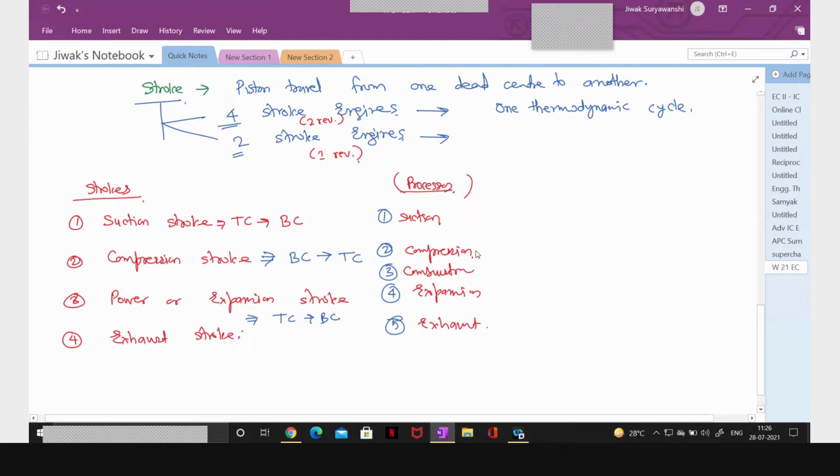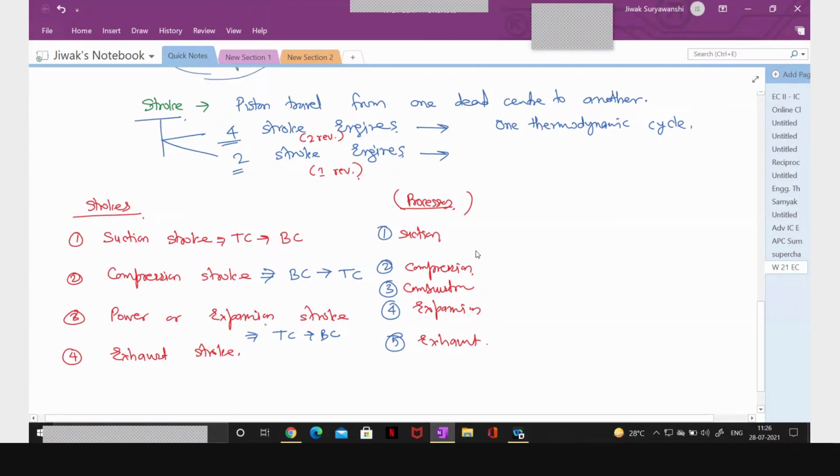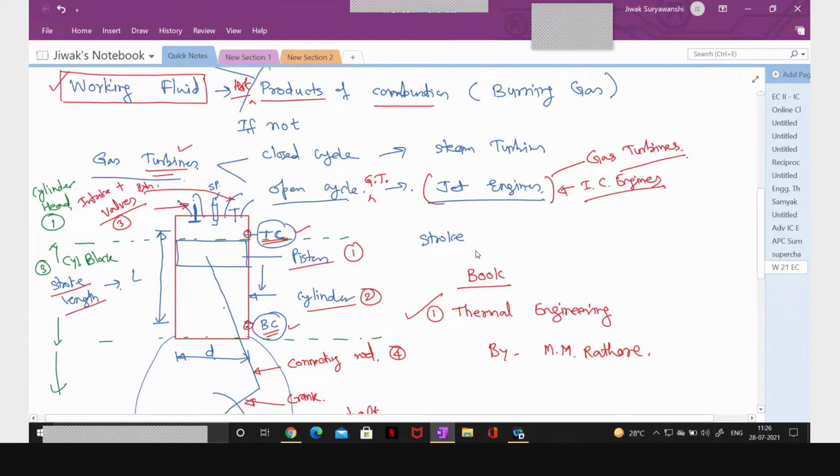Then the piston reaches bottom center. Whatever burnt gases are present inside the cylinder are of no use. We have utilized all the oxygen present inside the cylinder, so now it has to be thrown out. With the help of the valve actuation mechanism, we open the exhaust valve. The intake valve is still closed. Now the piston moves from bottom center to top center, forcing the gases from the cylinder to the atmosphere.